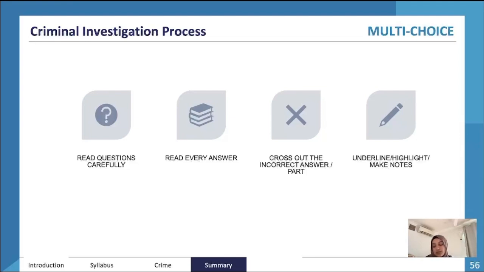Make sure that if you feel like, oh, there's two options that I feel like might be the answer, let me actually make note as to what this is. Let me make note as to what that is, and then I can differentiate between the two.